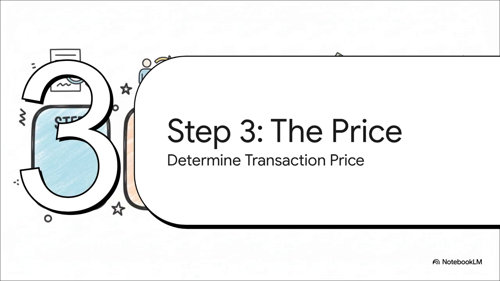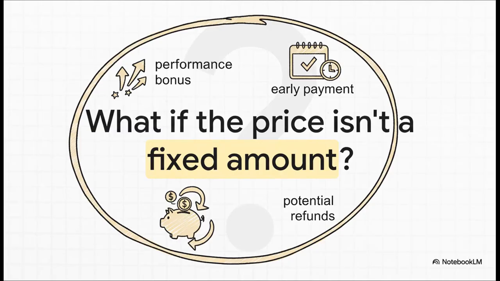This is the total amount of cash the company expects to get for doing everything it promised to do. But it's rarely that simple, is it? What if there's a bonus involved, or a discount for paying early? Or what if there are potential refunds? IFRS 15 lumps all of this uncertainty into one bucket and calls it variable consideration.